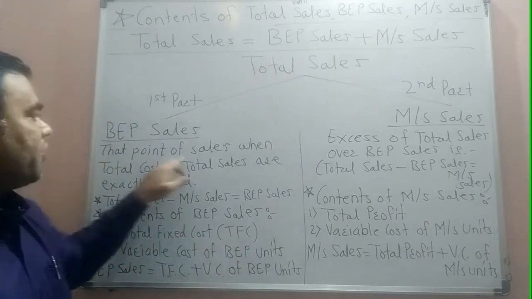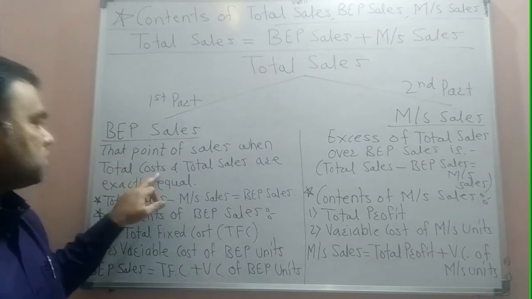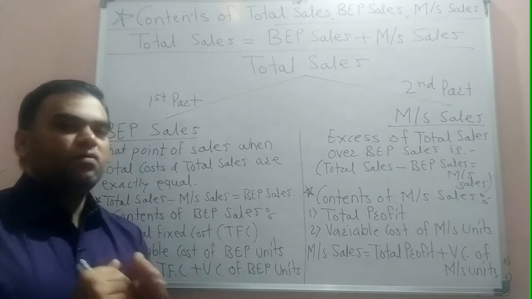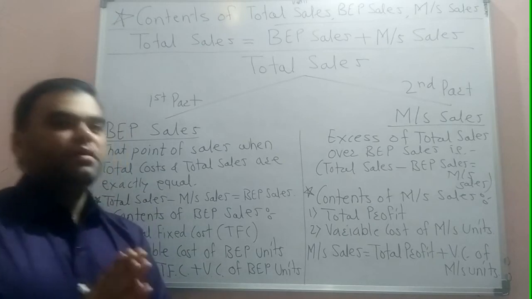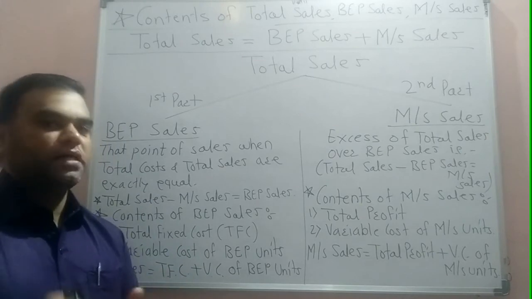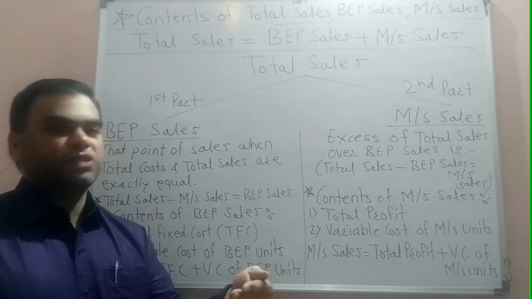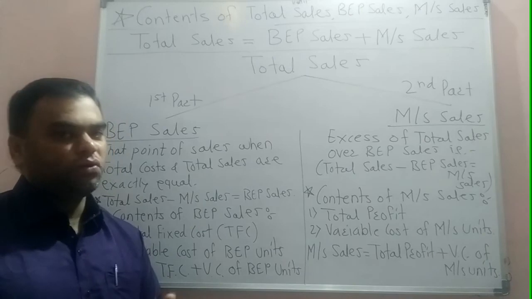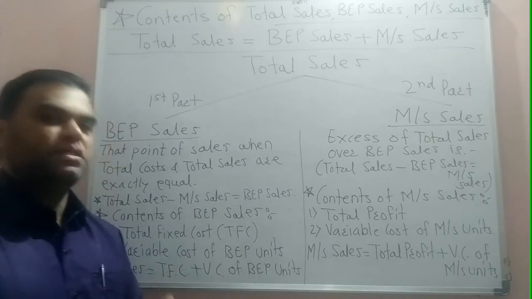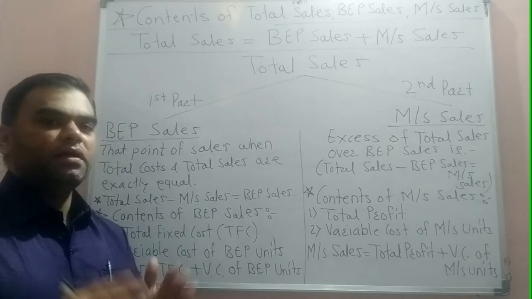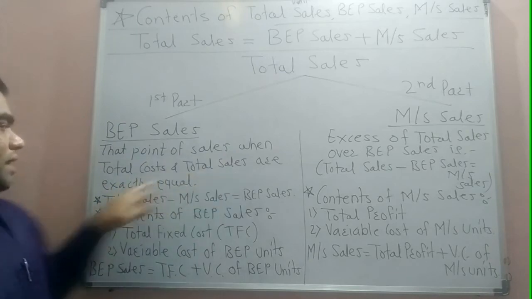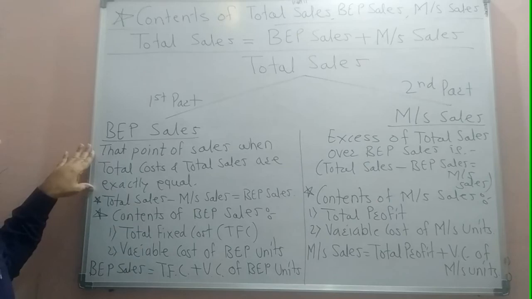BEP sale is that point of sales when our total cost and total sales are exactly equal. At that stage there is no profit or no loss. Suppose our sales is 10 and cost is also 10. Is there any profit? No. Is there any loss? No. So that level is called the no profit no loss stage or BEP stage. That's why that point of sale is known as BEP sales, the point of sales when total cost and total sales are exactly equal.